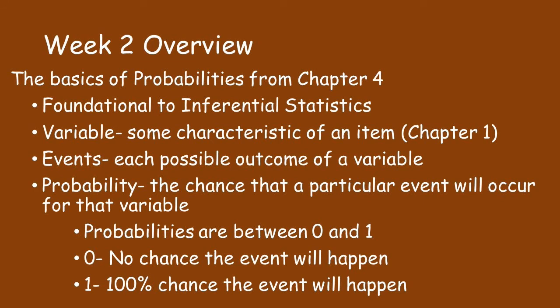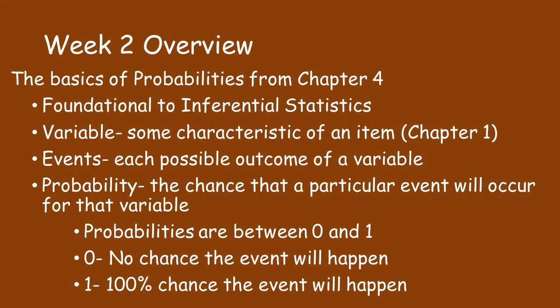The terms in the language of probability include things like events, variables, and probability. According to our text and some other similar statistical texts, events describe each possible outcome of a variable. Variables, again, describe some characteristic of an item, and we learned about that back in chapter 1. Probability, then, is the chance that a particular event will occur for that variable.